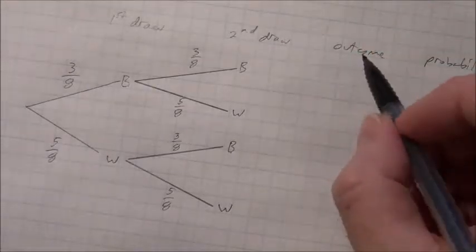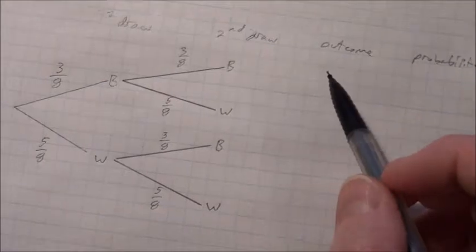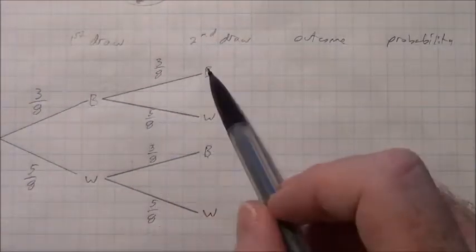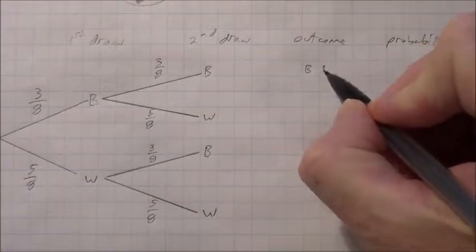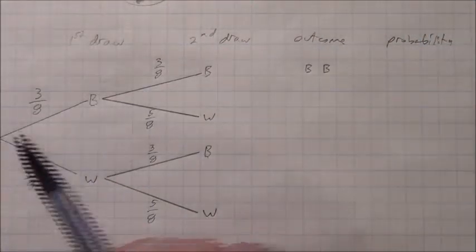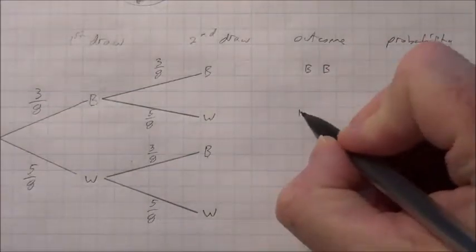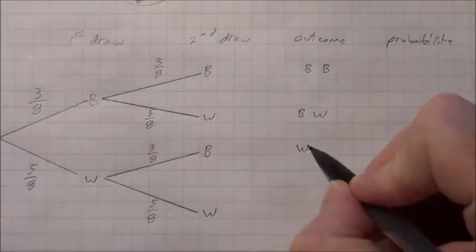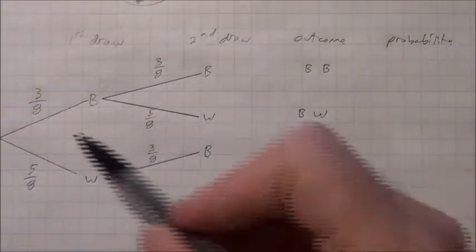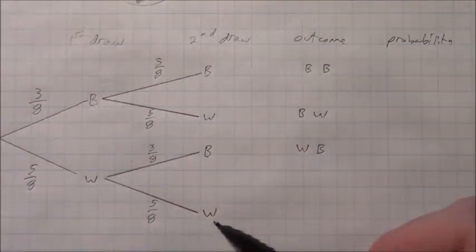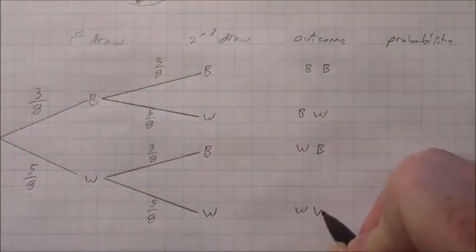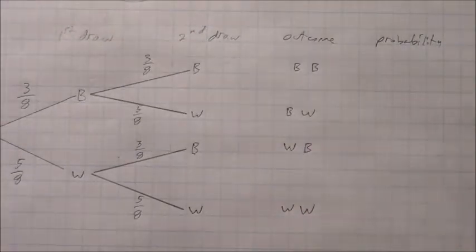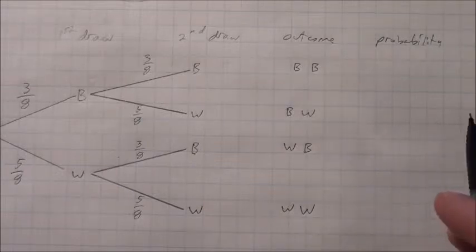Now we follow the branches to find the outcomes. The first outcome, we draw a black marble and then we draw another black marble, so the outcome is black and black. The second outcome is black and white. The third outcome is white and black. So these are all the different possibilities, and then the fourth outcome is white and white. Those are all the outcomes that could occur from 2 drawings of marbles with replacement, when we put the marble back in again.